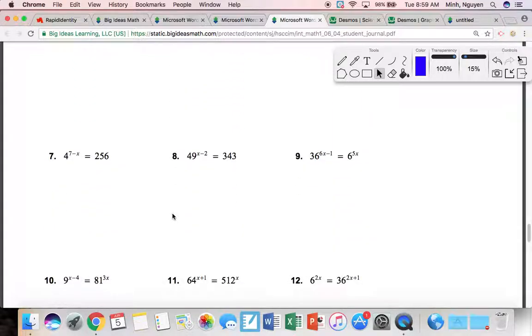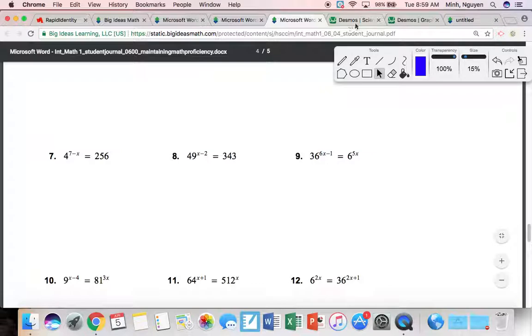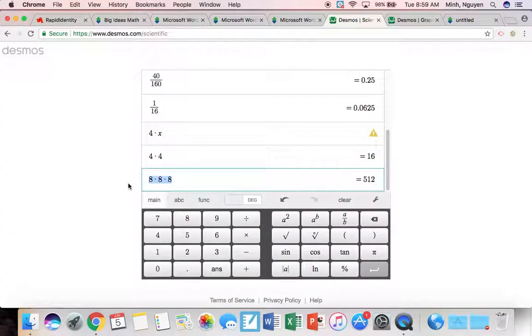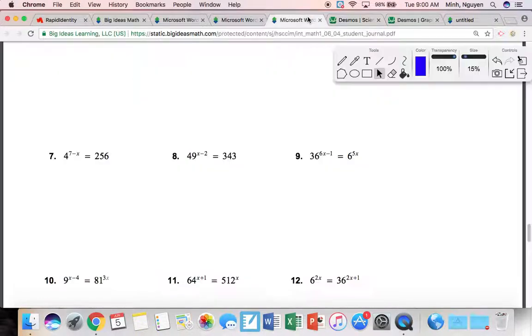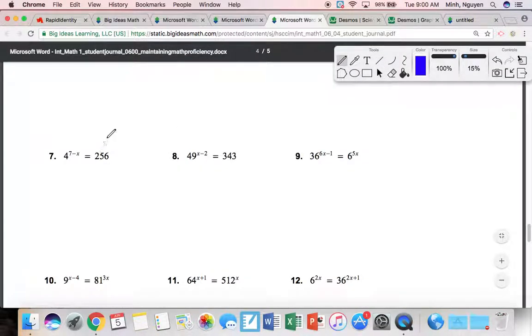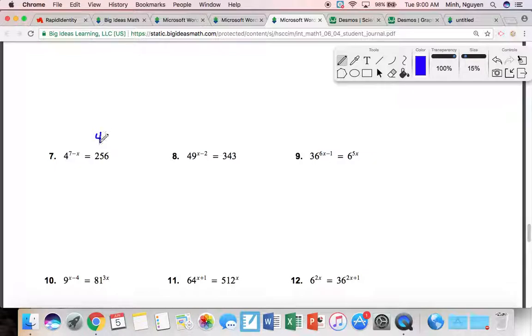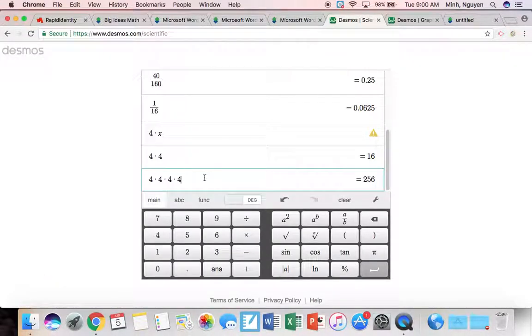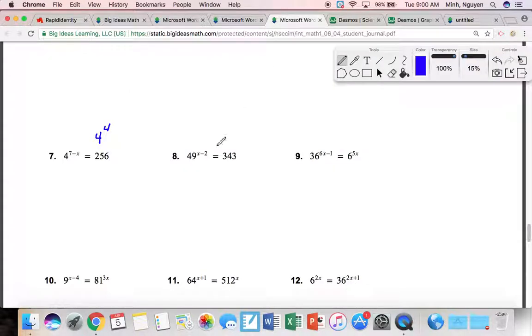Okay, again. Let's see, 4 to the 256. So that's 4 to the 4th. And you would say 7 minus x equals 4. And we're going to get, let's see, does 49 work? 49 times 49. No, it does not work. Ugh, what a pain.